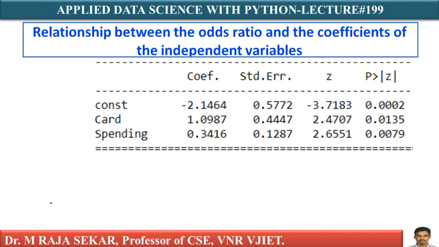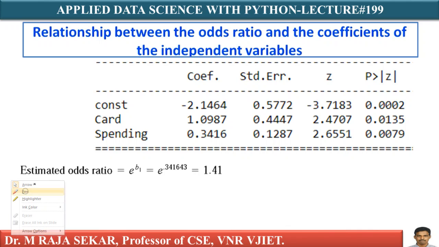What is the relationship between the odds ratio and the coefficient of independent variables? We will try to understand. Just see this one, estimated odds ratio e power b1. What is this e power b1? I can say b1 is the coefficient of x1. What is your x1? Amount spending. This is the x1 variable, and this one is the x2 variable, isn't it?